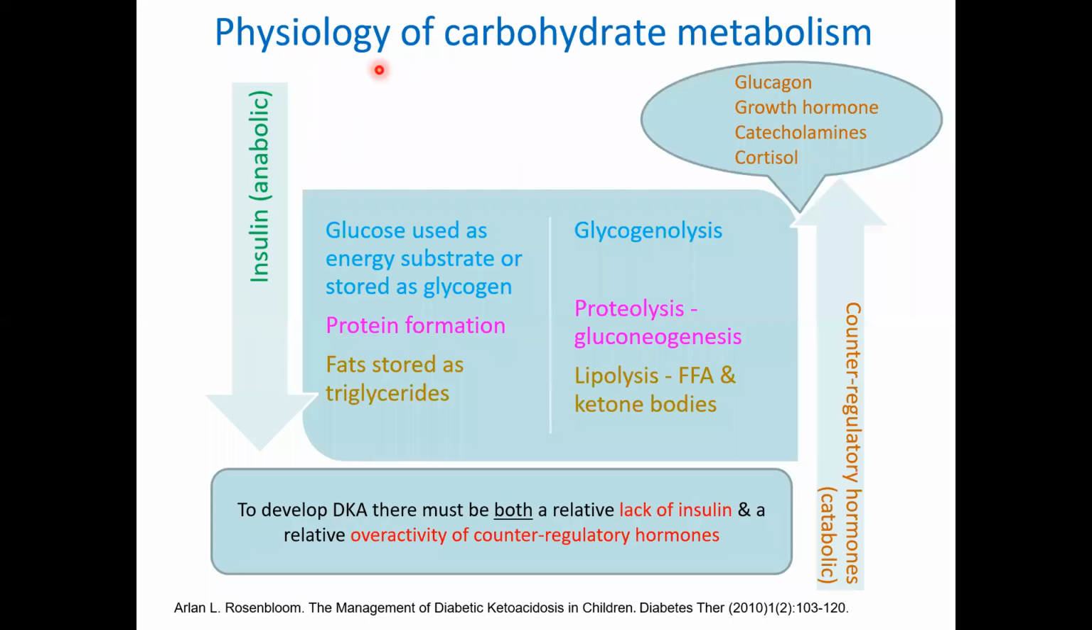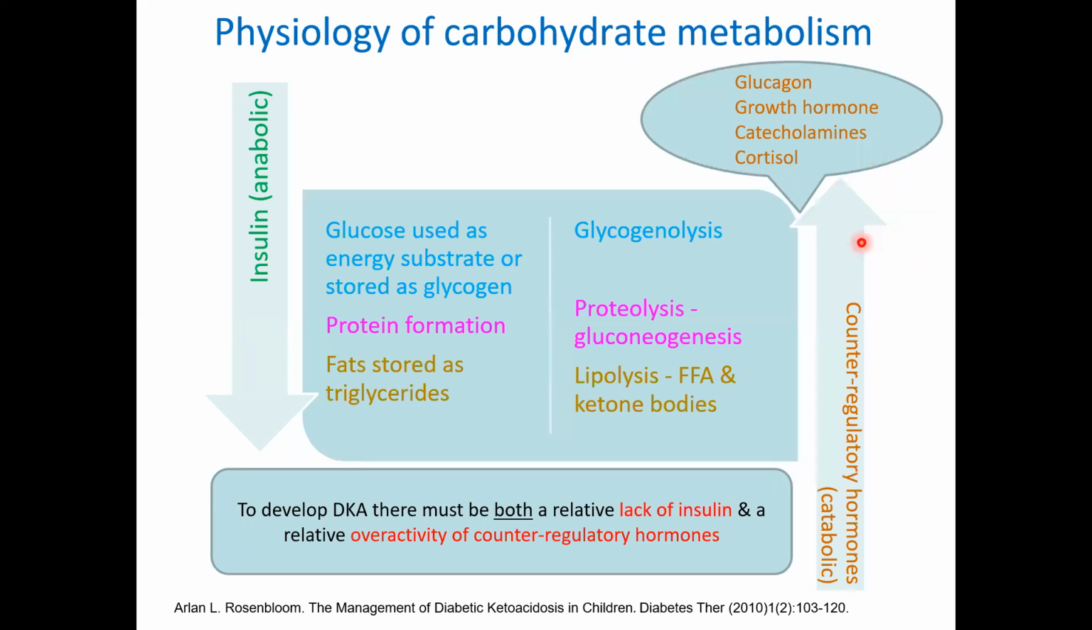So I will just quickly remind us about the physiology of carbohydrate metabolism, because it's important for us to understand the pathophysiology of DKA. Carbohydrate metabolism is basically regulated by two main groups of hormones. We have insulin, which is an anabolic hormone, and then we have the counter-regulatory hormones, which are catabolic hormones. These include glucagon, growth hormone, catecholamines, and cortisol.